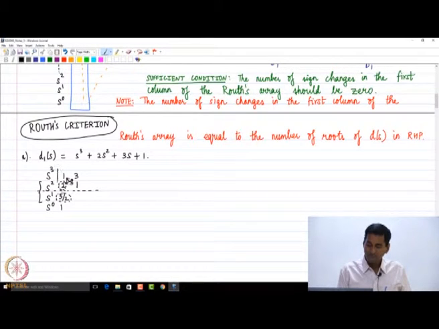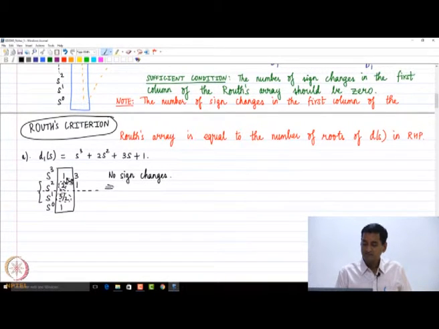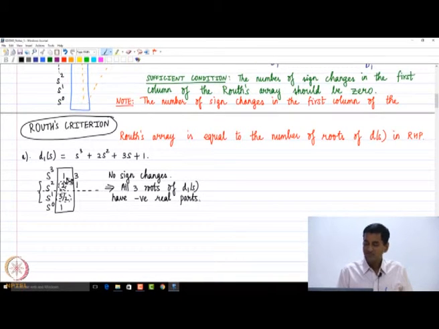So now let's look at the first column of the rows array. What can you observe? No sign changes, because one can observe that all entries are positive. So this implies that all three roots of d1 of s have negative real parts. So I hope it's clear how we applied it here.